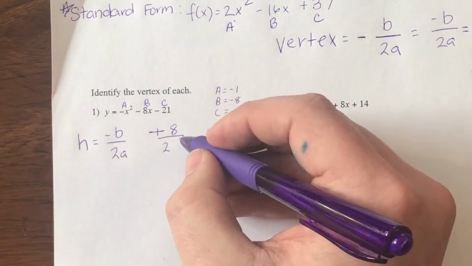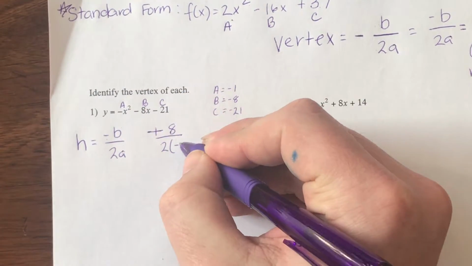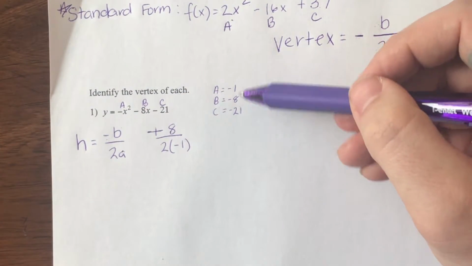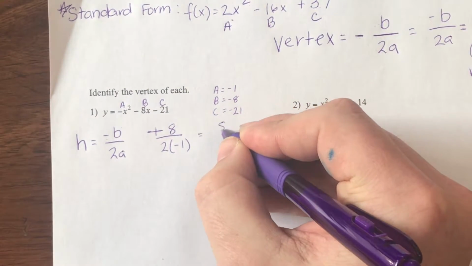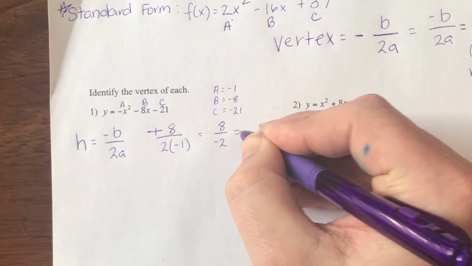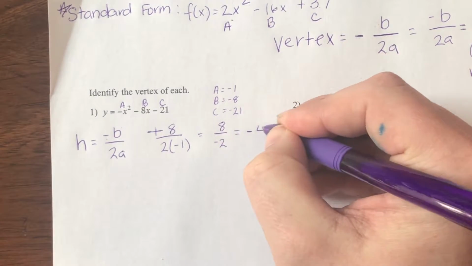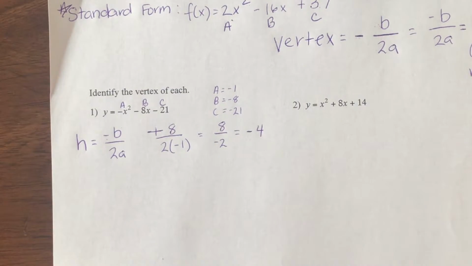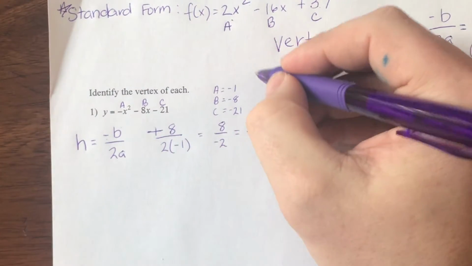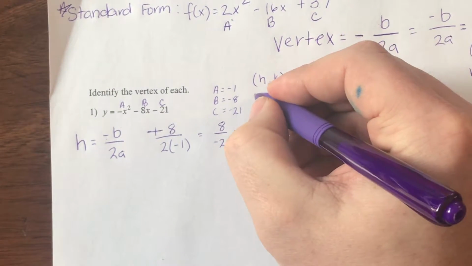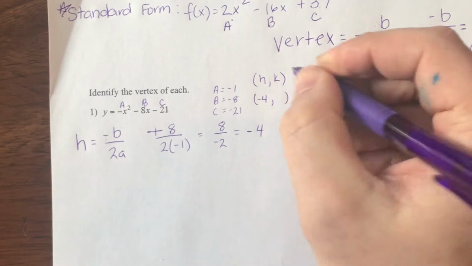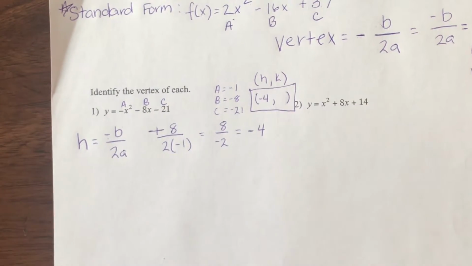And then 2 times a, which is -1. And again, if you write them out, that's another way to look at it. So I have 8 over -2. 8 over -2 is -4. Now what we're looking for is the vertex, so that gives us just the h coordinate. Again, if the vertex is h comma k, that gives us the h. So you could essentially say right now we are 50% done with the problem. We know the x coordinate of the vertex, but now I need to find the k coordinate.